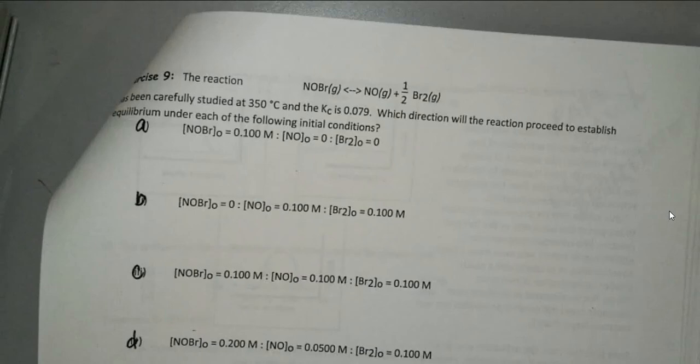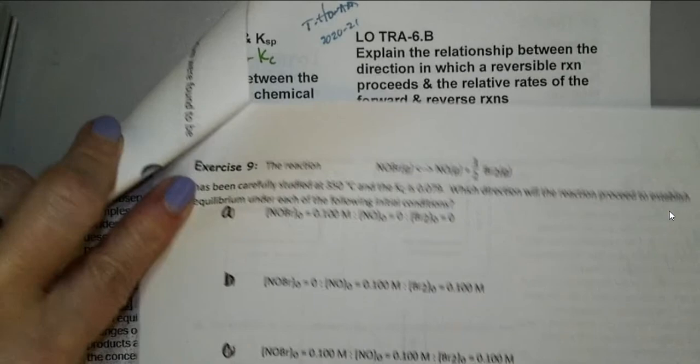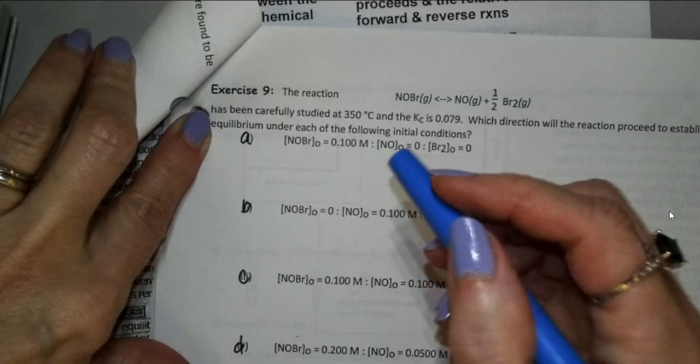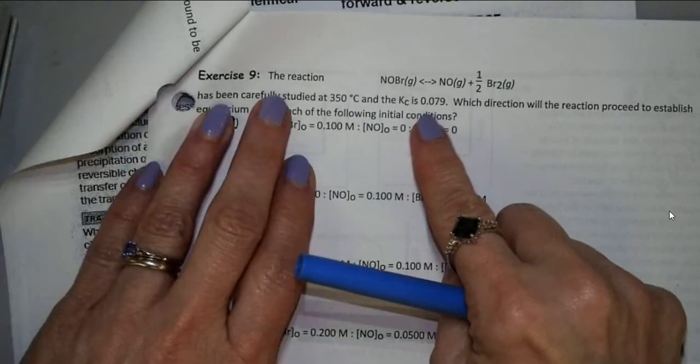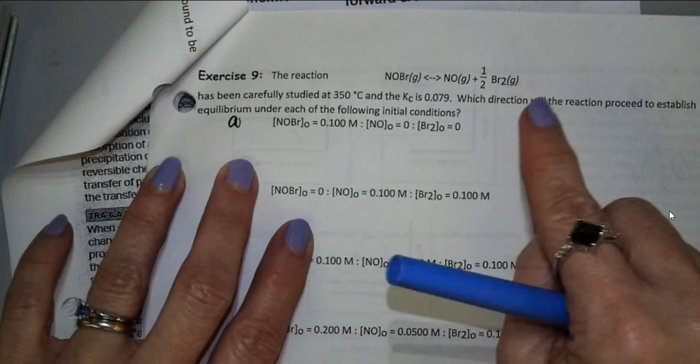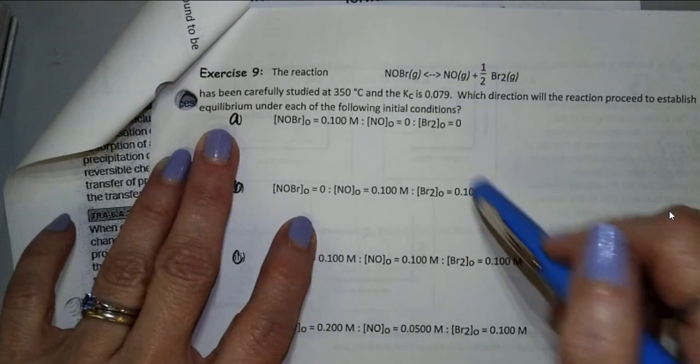Okay, so the reaction has been carefully studied at 350 degrees Celsius and Kc is 0.079. Which direction will the reaction proceed to establish equilibrium under each of the following conditions? All of these are again that law of mass action. The whole reason I put that in there is because they popped that up on the test once. So they're asking for Q. It's the law of mass action.